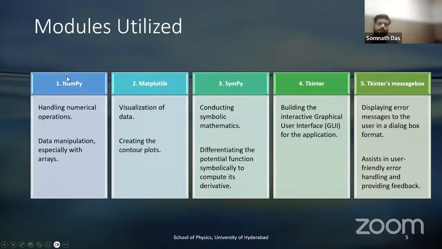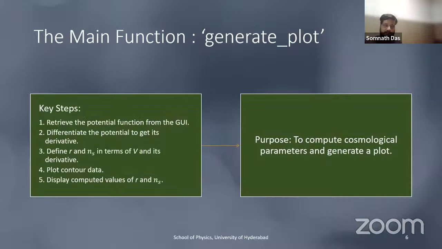These are the modules that we used. This is NumPy. It is for handling numerical operations and data manipulation. Matplotlib, we have seen it here already. Matplotlib is for visualization of data, and also we can create contour plots with Matplotlib. Then I have used SymPy. Using SymPy, one can take derivatives of various functions, and even if you input a function which has variables, SymPy is able to handle those things. And tkinter and tkinter's message box are for the user interface, just for the graphical interface.